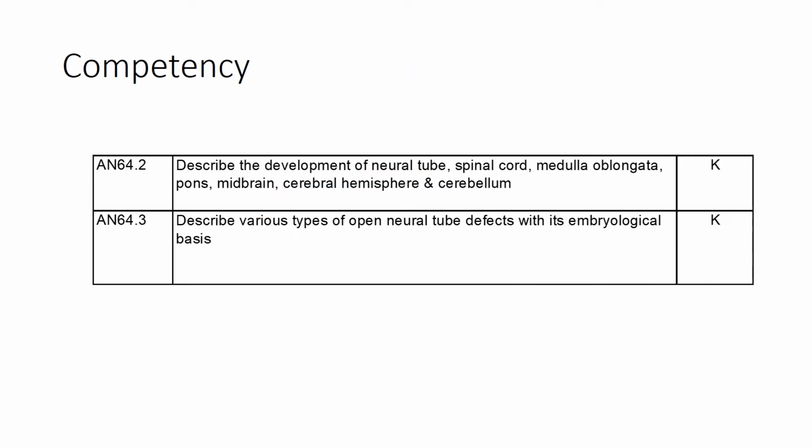The competencies mentioned in the UG curriculum pertaining to today's topic are: number 1, describe the development of the neural tube, spinal cord, medulla oblongata, pons, midbrain, cerebral hemisphere, and cerebellum. The other competency is about the congenital anomalies. They describe various types of neural tube defects with their embryological basis.